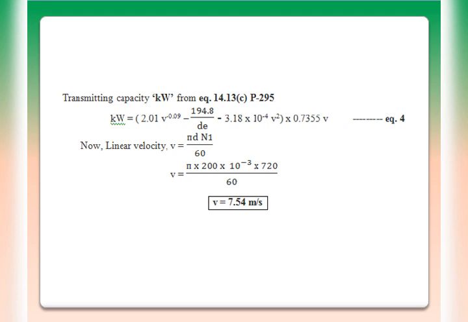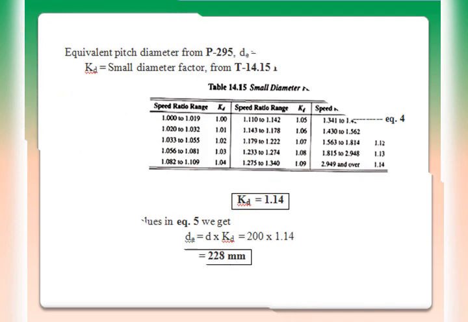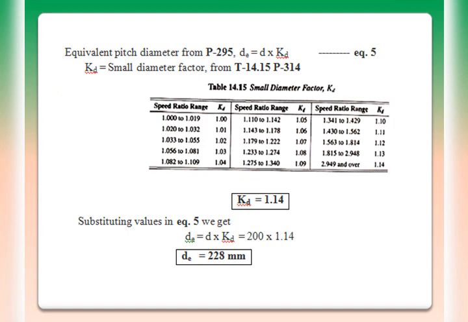In that, the first unknown, linear velocity V, is given by this fundamental equation. Always linear velocity we need to consider for the smaller pulley. V is equal to pi into d into n1 divided by 60, where diameter is supposed to be in meters. So 200 into 10 to the minus 3 into speed 720 divided by 60. We are getting velocity V is equal to 7.54 meter per second. Now only one unknown is left, that is dE.